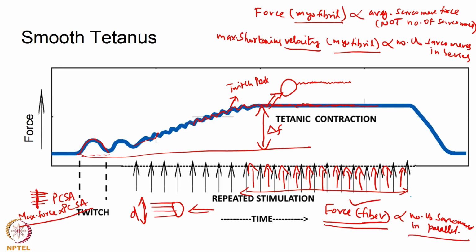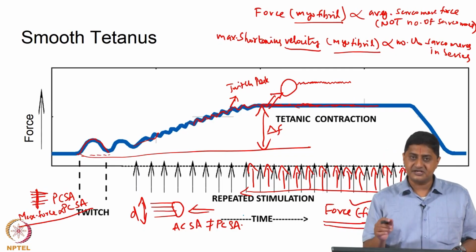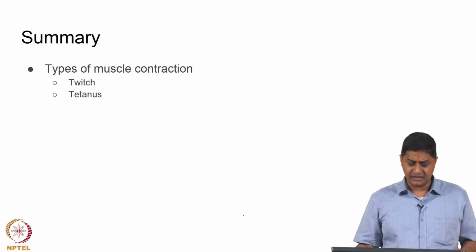There is a different cross sectional area that is discussed in biomechanics, what is called the anatomical cross sectional area. It turns out that this is different from the physiological cross sectional area. I will leave the details for a future class, or interested readers can check that in future. With this we come to the end of this class.